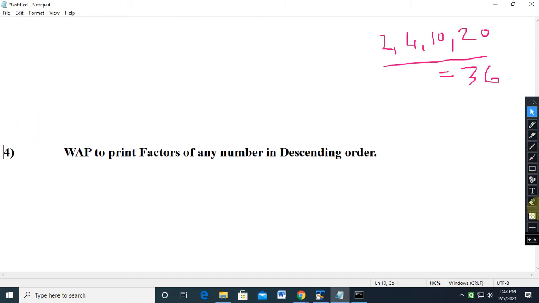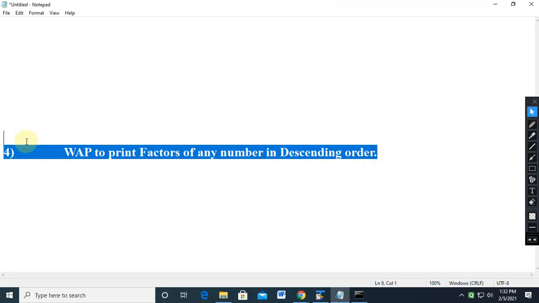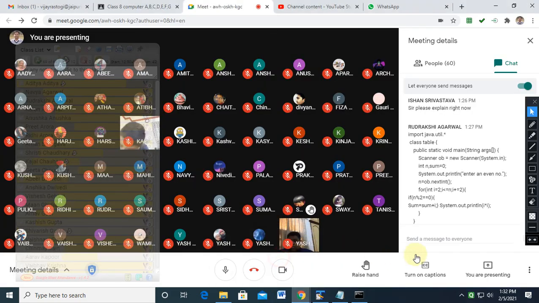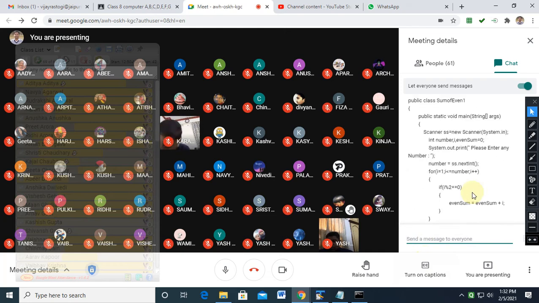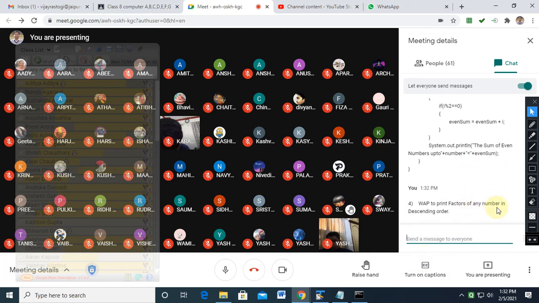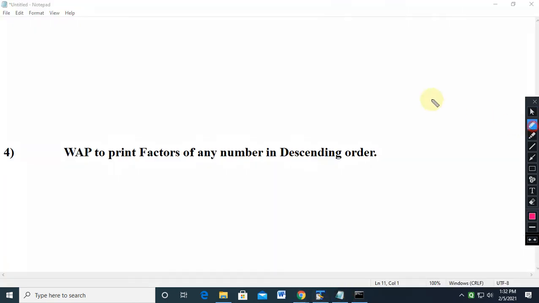Now see. Please note down everyone. The homework is on your screen. Print the factors of a number in descending order. Print the factors of any number in descending order. Am I clear? The question is clear or not? Now suppose the number you have entered 10. So the output must be 10, 5, 2, 1. Am I clear?